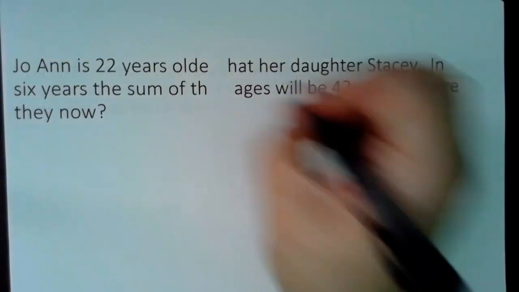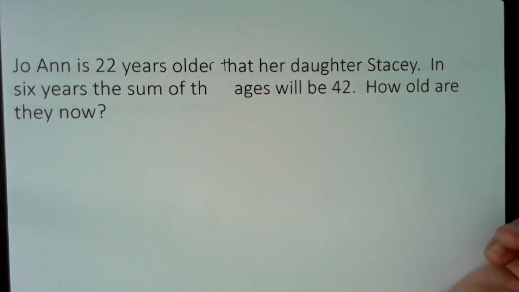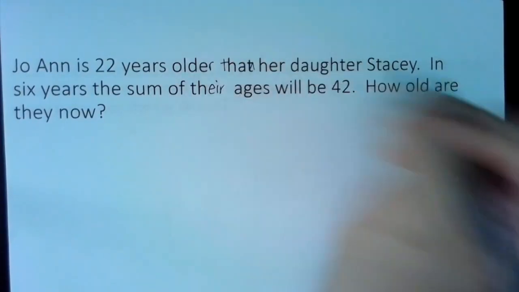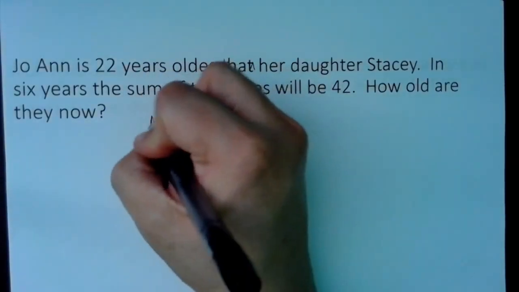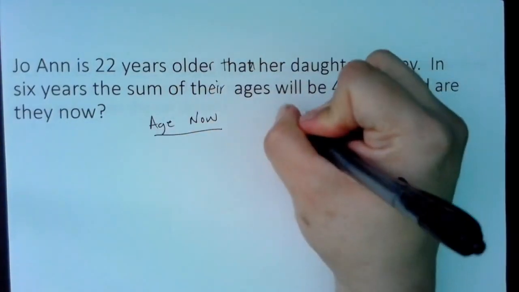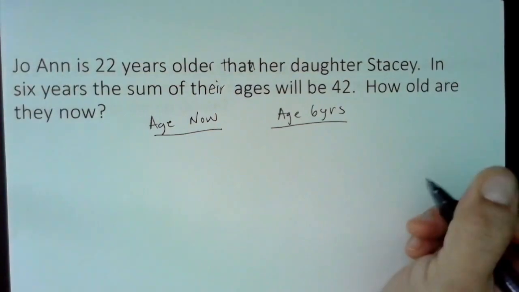All right, this one: Joanne is 22 years older than her daughter Stacy. That should be than. In 6 years, the sum of their ages will be 42. How old are they now? So then we have age now, and then we have age 6 years from now.